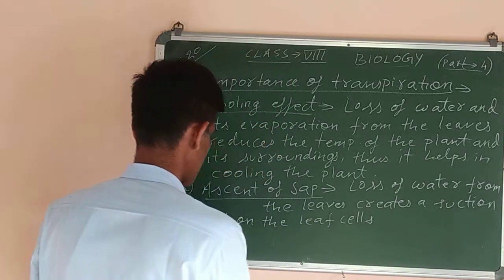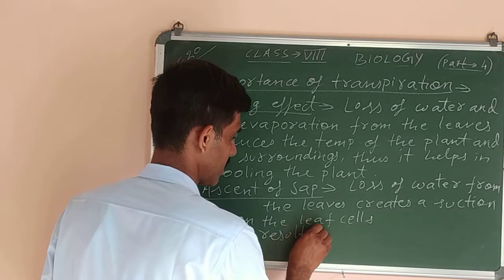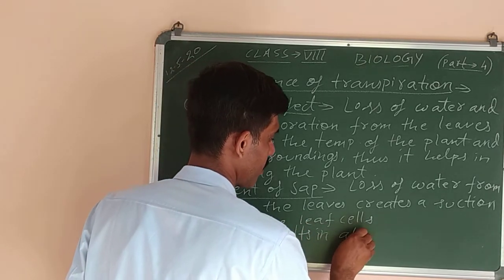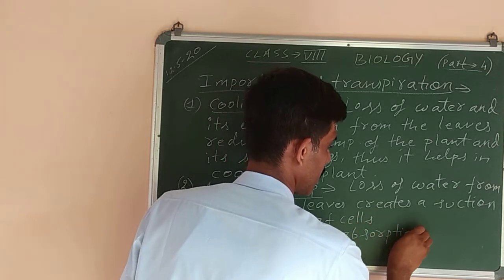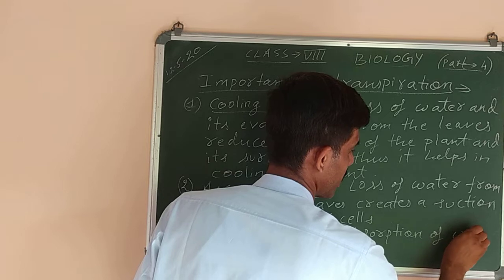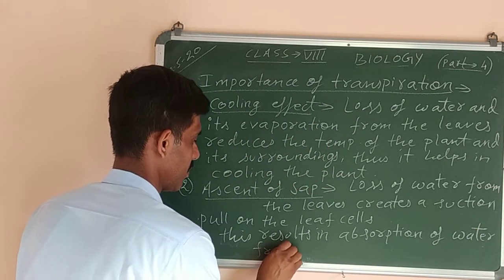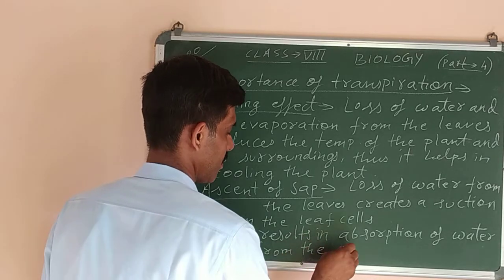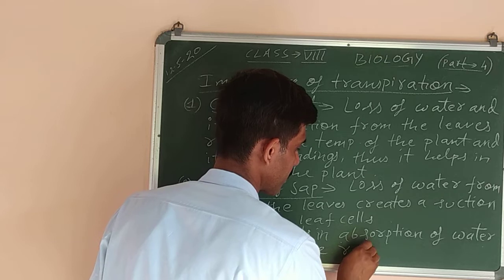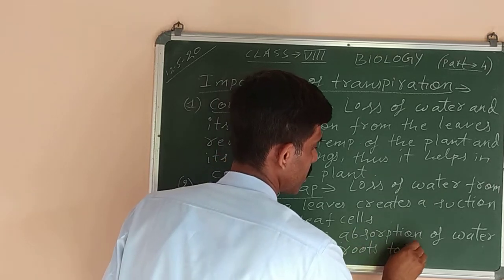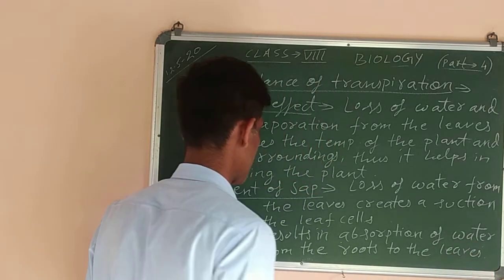This results in absorption of water from the roots to the leaves and upper parts of the plant.